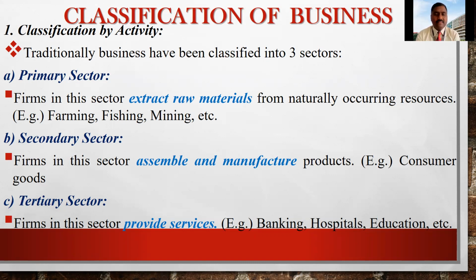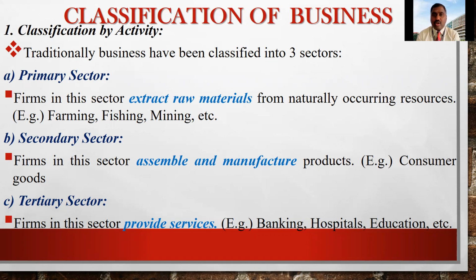Under that activity, you may be involved at the primary level, secondary level, or tertiary level. For example, at the primary level, companies extract raw materials, such as farming and fishing. They are extracting the raw materials for a certain purpose.